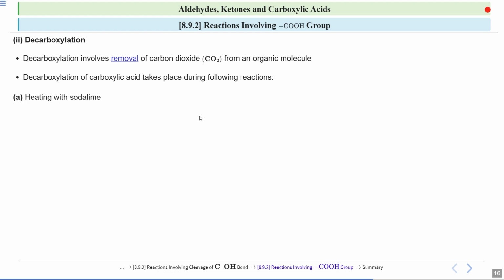First one is heating with soda lime. This is a common laboratory method which is used to remove the carboxyl group from carboxylic acids and which results in the formation of hydrocarbons. This is a very straightforward and efficient way to achieve decarboxylation. Next is Kolbe electrolysis. This technique involves the electrochemical decarboxylation of carboxylic acids to produce hydrocarbons. One by one we will discuss these.